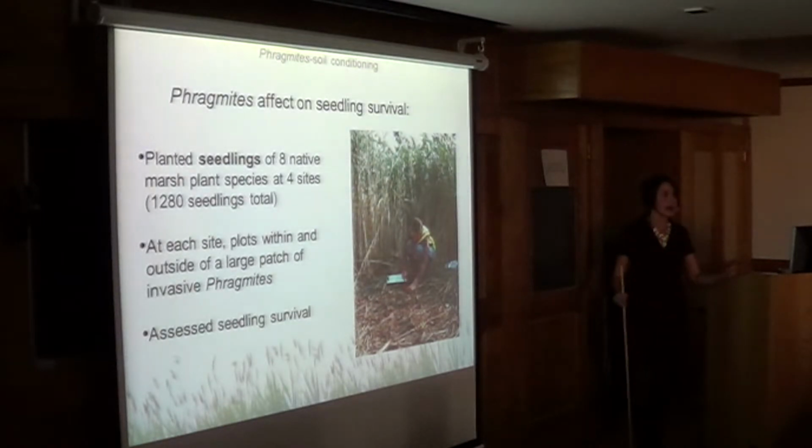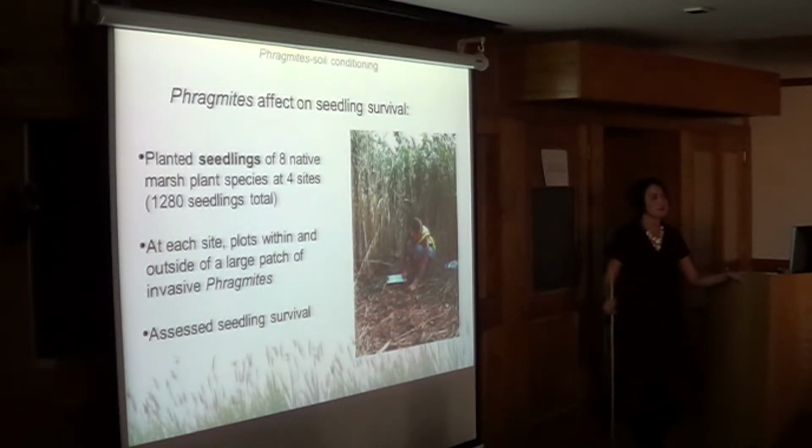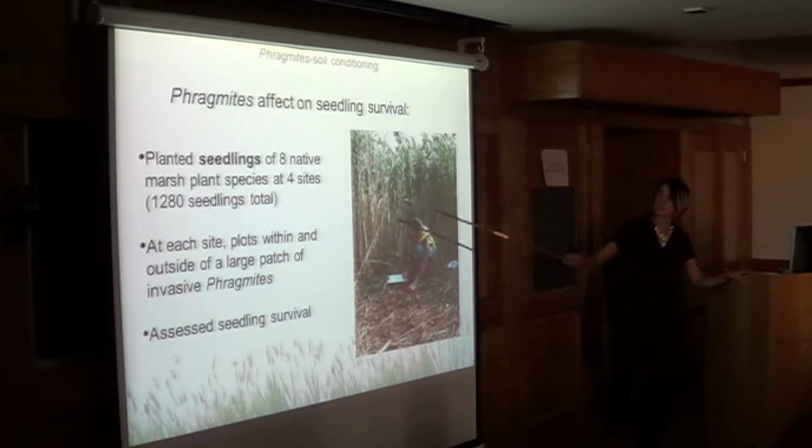And so to get at this question, there are a couple different experiments I'll mention right now. First, I planted seedlings of 8 native plant species at 4 sites. So here you can see me carefully measuring some seedlings. At each site, I cleared plots within and outside of the stand of Phragmites. So this, you can see the dense Phragmites around me.